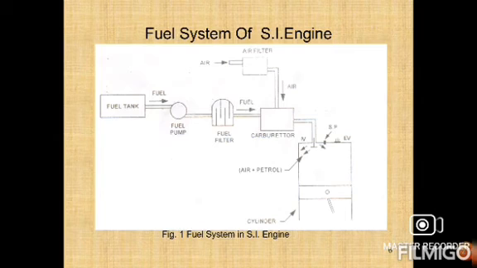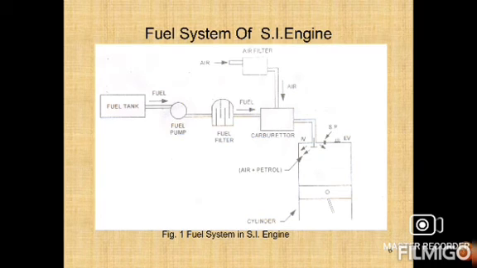First one is the fuel tank. The fuel enters the fuel tank, and next the fuel from the tank enters the fuel pump. Next, the pump increases its pressure. Then it is sent to the fuel filter to remove the dirt particles. Again, the fuel moves from the fuel pump to the carburetor.